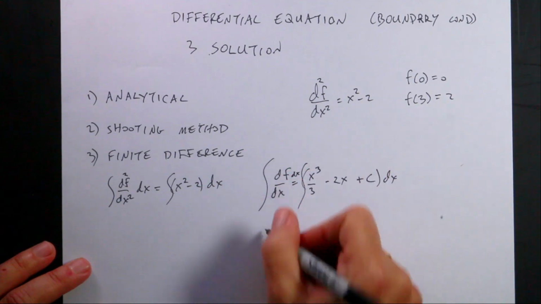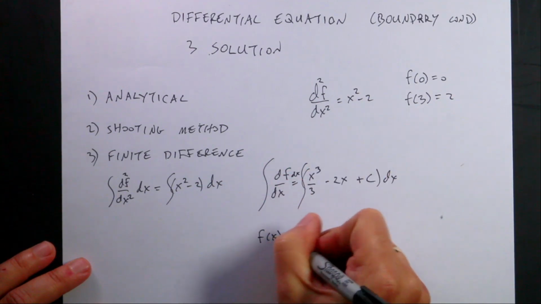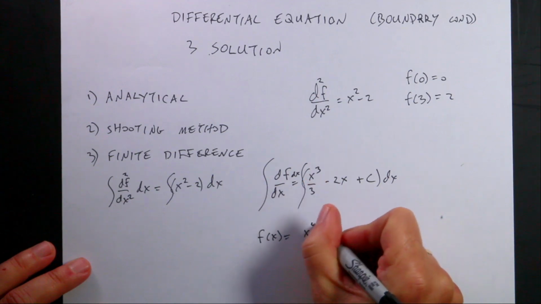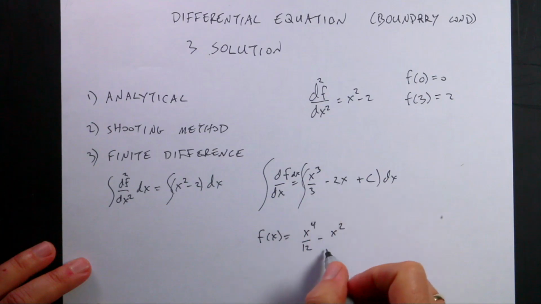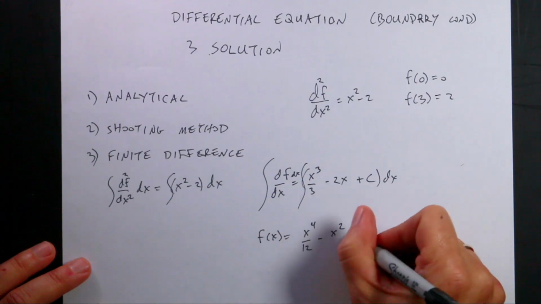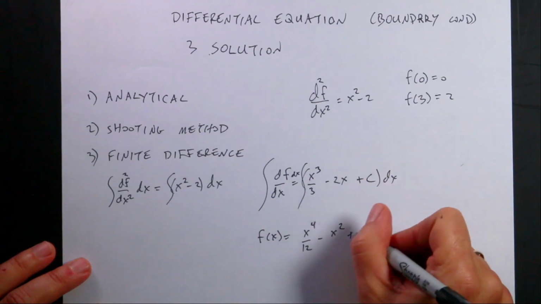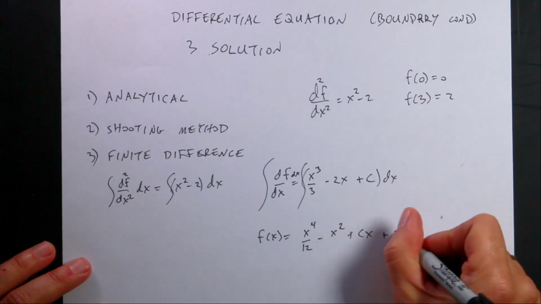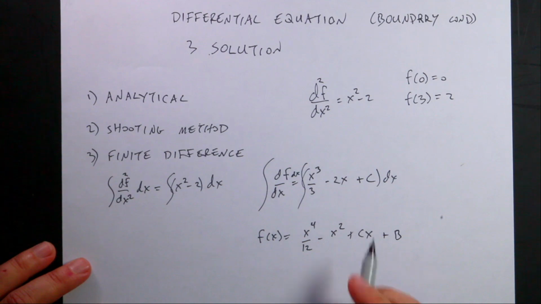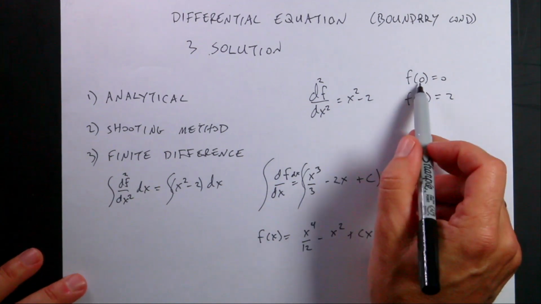And now I get f. f as a function of x is going to be x to the 4th over 12 minus x squared over 2, but the 2s cancel. And there's a constant right there, I have to integrate that too, plus cx. And now I'm going to have another constant, plus b. And there's my function. I don't know the value of c and b, but I can find them if I apply the boundary conditions. So let's do that.